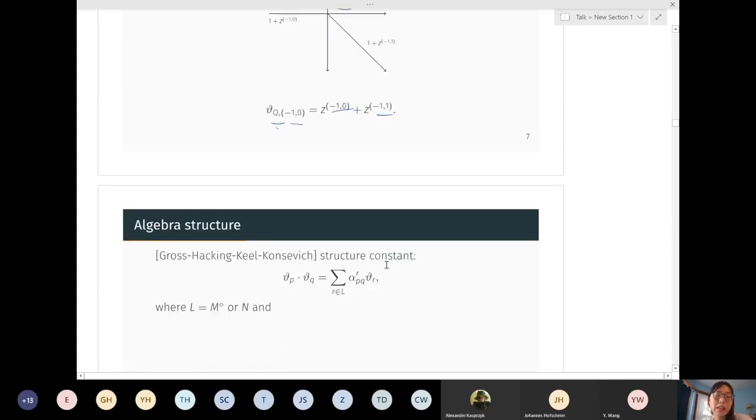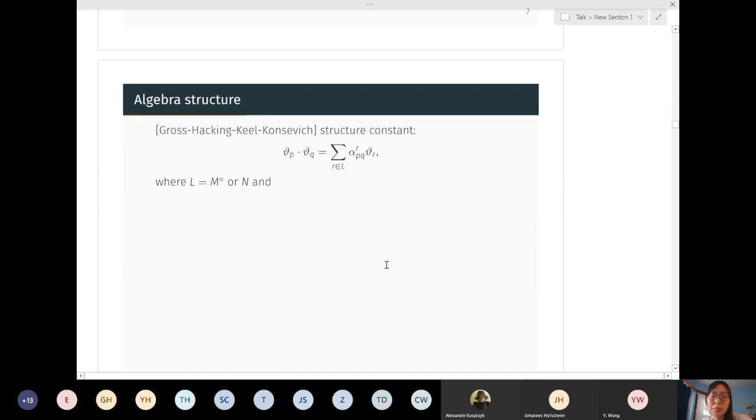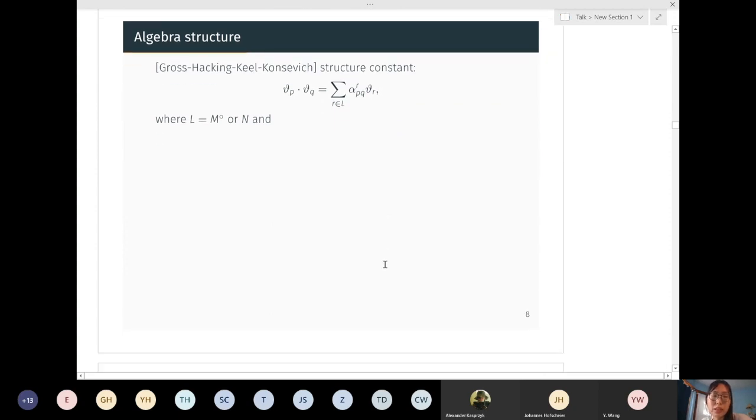But the important part of today, what we care about, is the multiplication between theta functions, because the theta functions themselves can generate a vector space, but we want to see if we can have an algebra structure out of it. So what Bossinger, Keel, Kontsevich showed is that when we multiply two theta functions, we can express it as a linear combination of other theta functions. Then this alpha PQR is our structure constant.